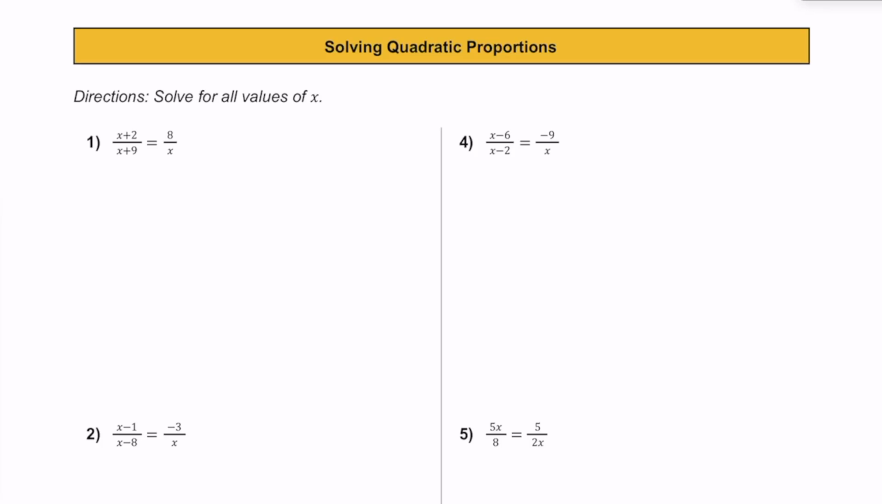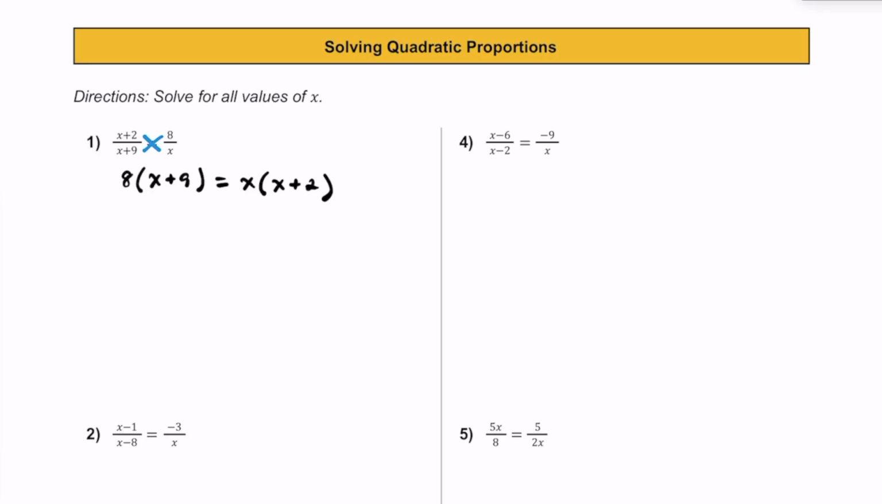Let's practice solving some proportions that involve some quadratics as well. All right, so jumping right into it, the first thing we're going to do is apply our cross products here. The first cross product I'm going to write is 8 times the quantity of x plus 9. That's going to be equal to the other cross product of x multiplied by the quantity of x plus 2.